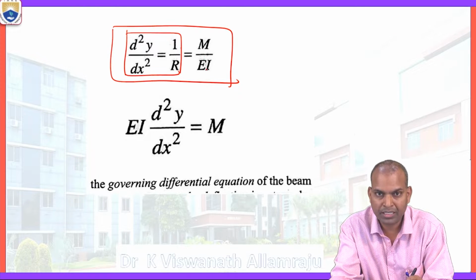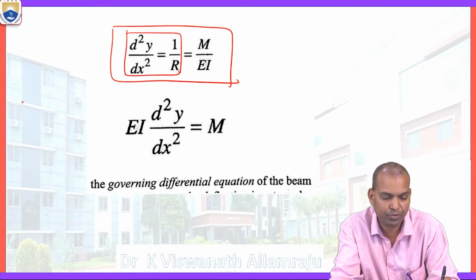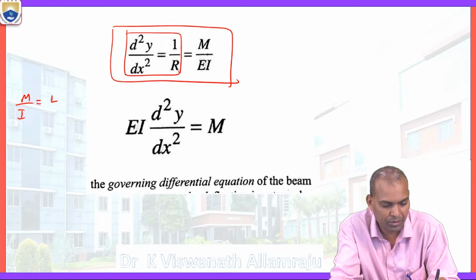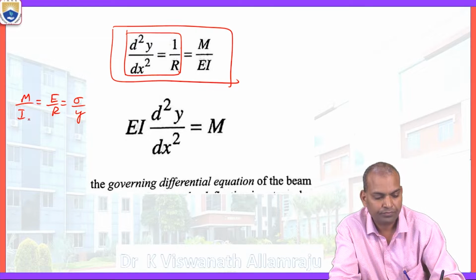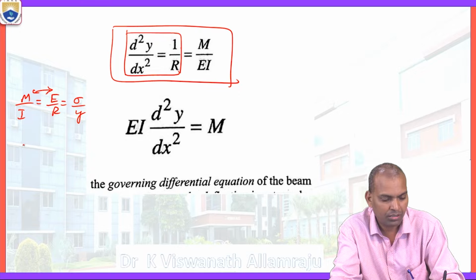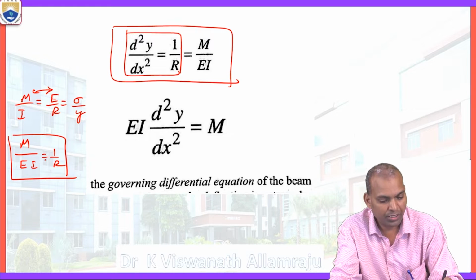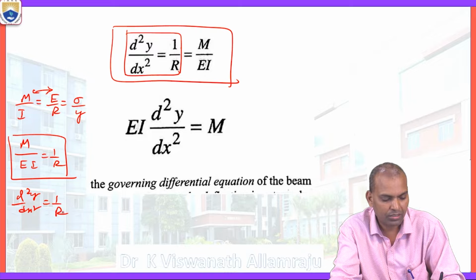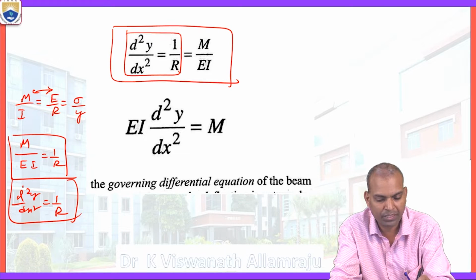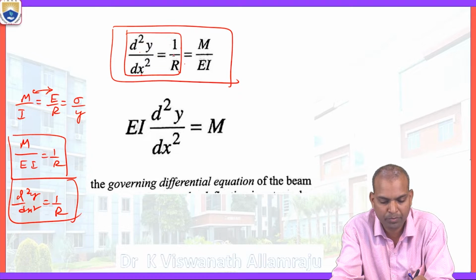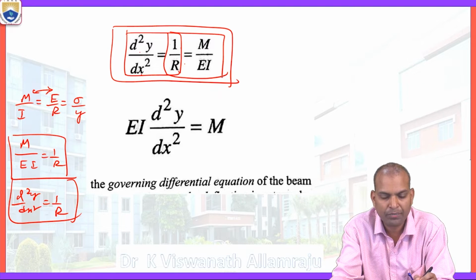How did we get this M by EI? Consider the pure bending equation, M by I equals E by R, which equals sigma by y. Now from these two relations, M over EI equals 1 by r. Now we already know d square y by dx square equals 1 by r. Equate these two, then 1 by r equals M by EI.